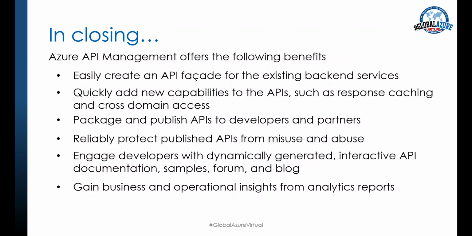Very quickly add new capabilities. You can add response caching directly in here instead of going to your API. You can do cross-domain access. You can add in authentication, so have your API management handle the identity management, either going off to OAuth 2 or Azure Active Directory, and just pass in that information downstream to your APIs rather than having all those APIs do their own identity management.